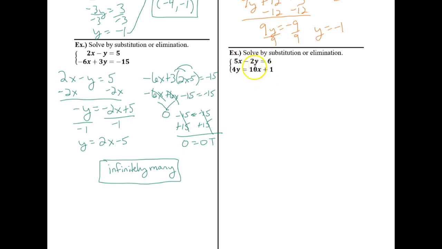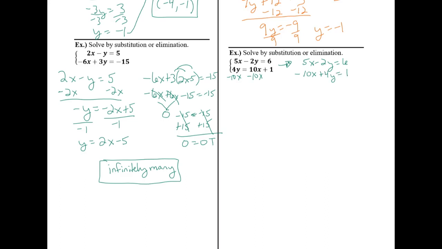I need to get my x and y's on the same side like the equation above before I can even begin. So I'm going to start by subtracting 10x from both sides so that my x's and y's are on the same side. So now I have 5x minus 2y equals 6 and negative 10x plus 4y equals 1.